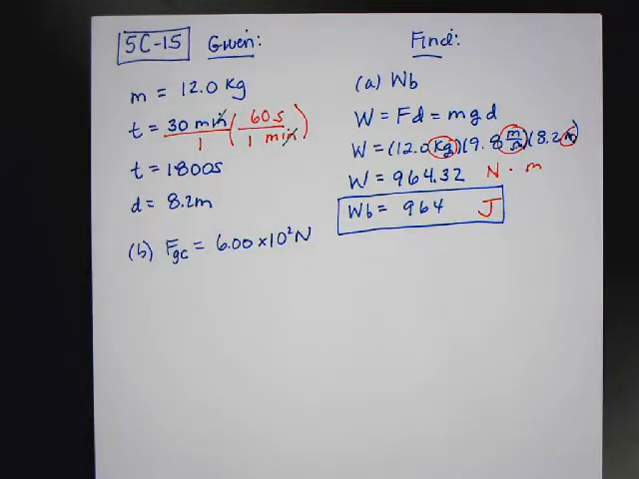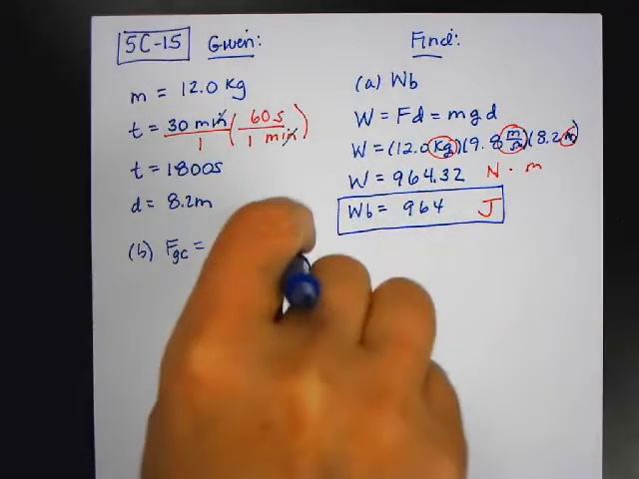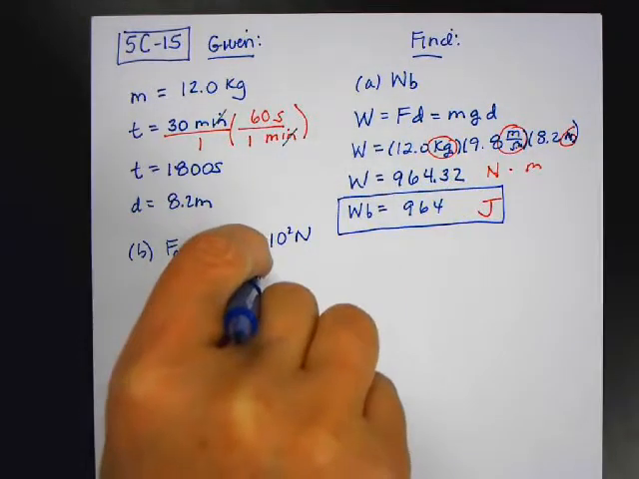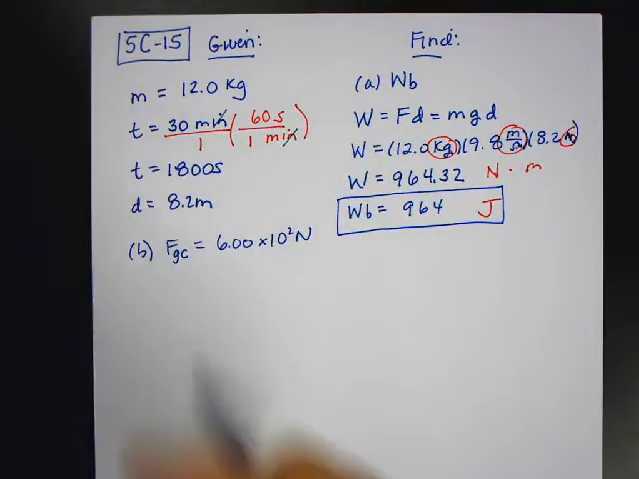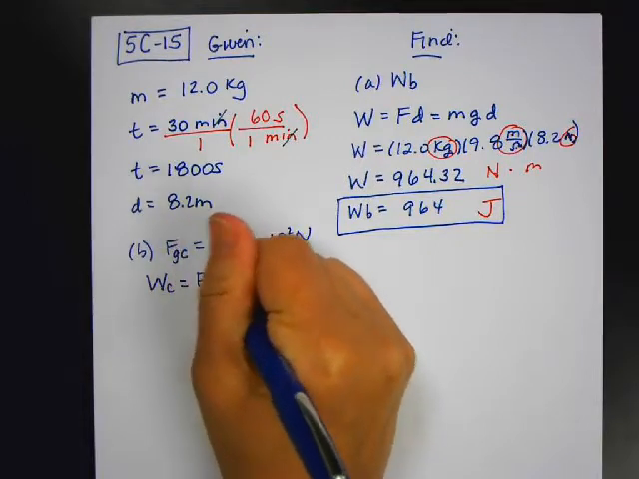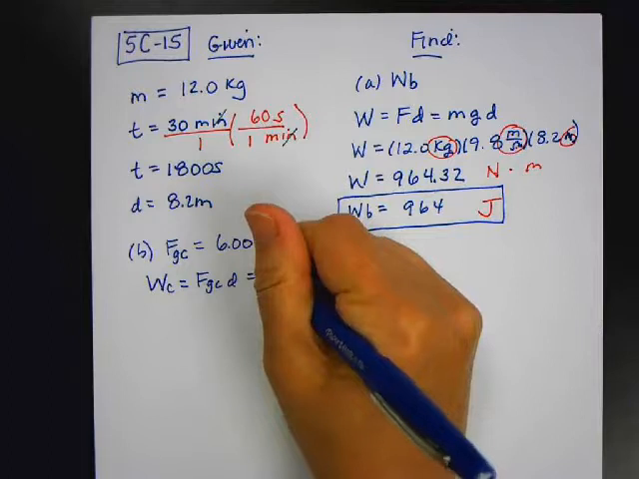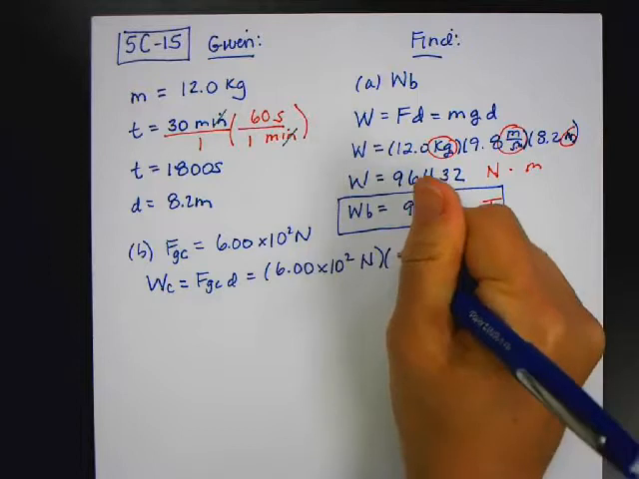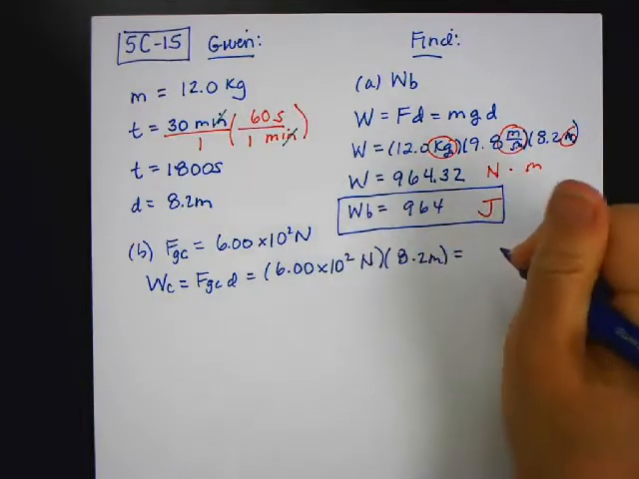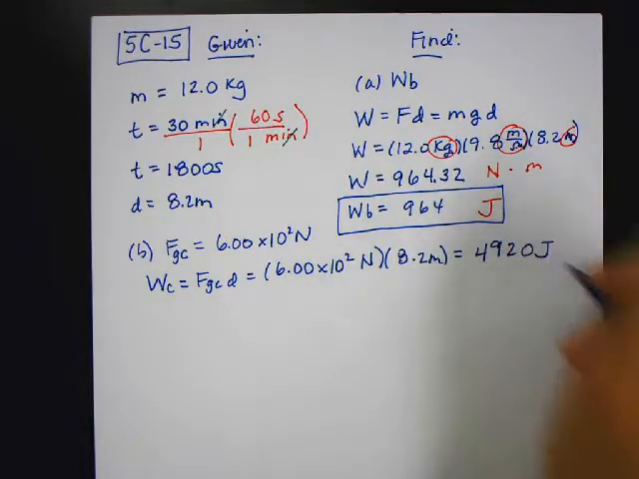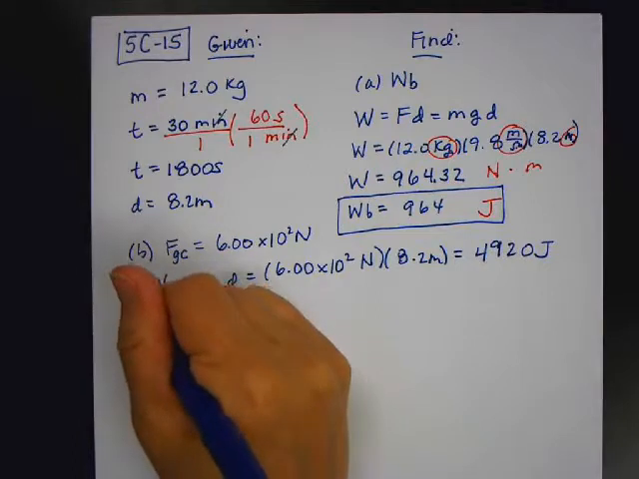And now it says how much is the total work? Well, the total work is going to be the work on the backpack plus the work on the climber. Since I already did the backpack, I'll find the work of the climber and then add them together. The work of the climber is going to be his weight times, again, the same vertical displacement. So 6.00 times 10 to the 2 newtons times 8.2 meters. On my calculator, I'll get 4920 joules.